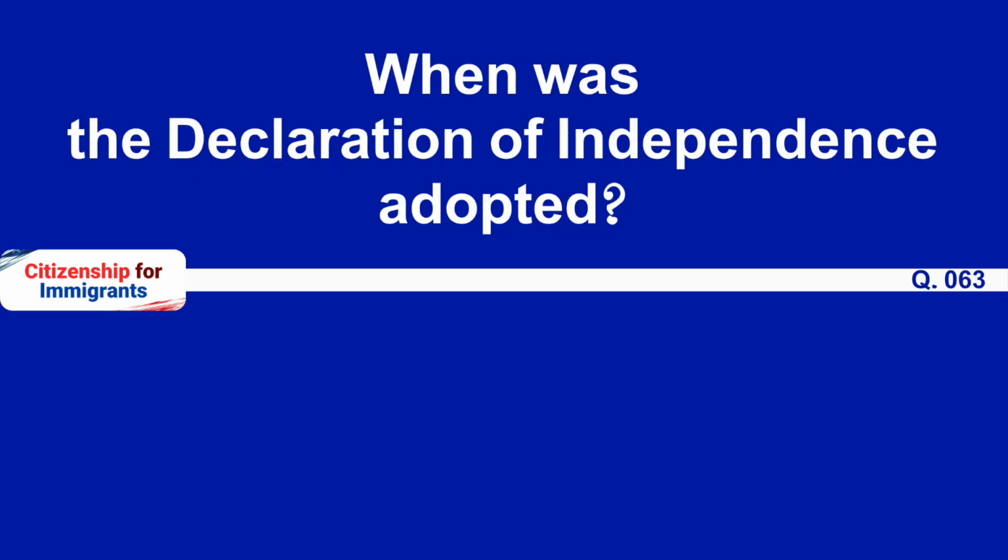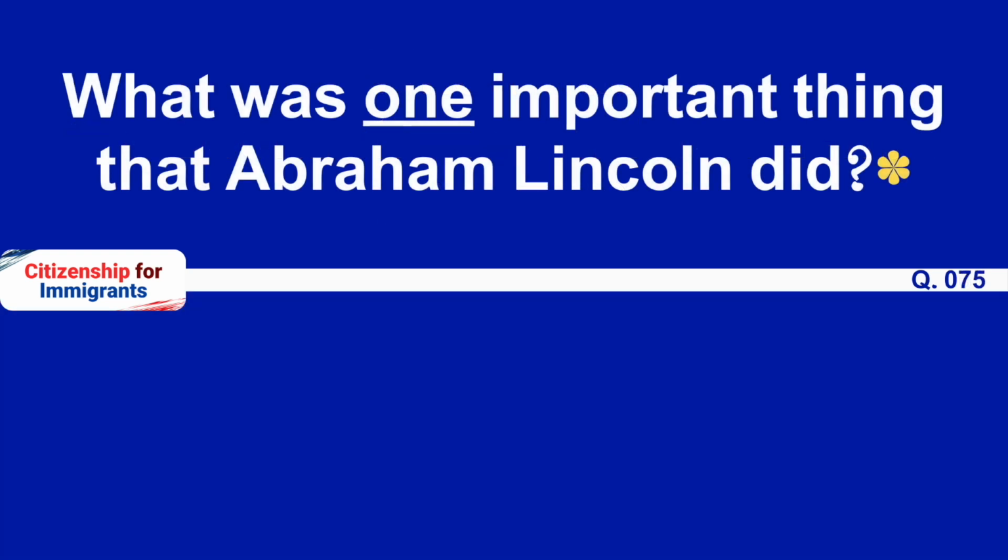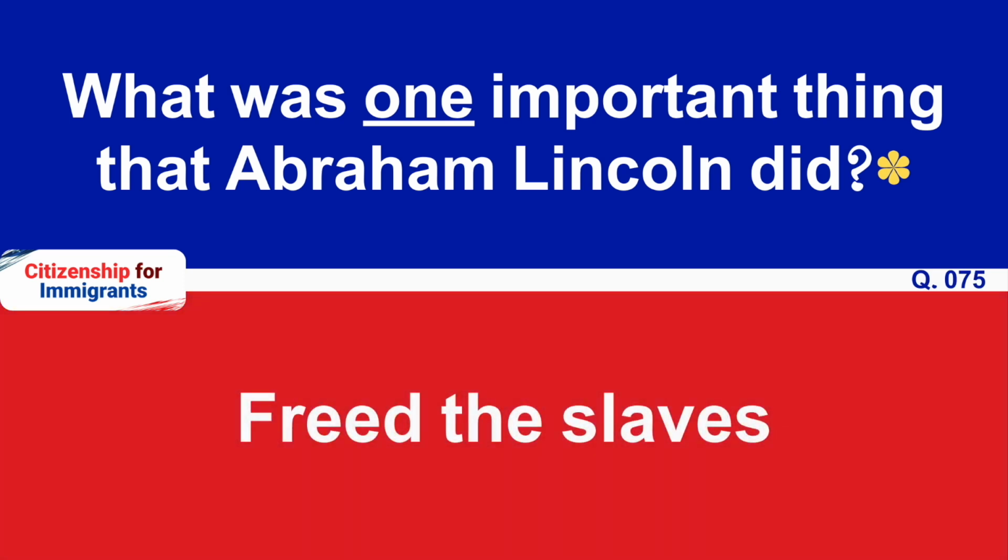When was the Declaration of Independence adopted? July 4, 1776. What was one important thing that Abraham Lincoln did? Freed the slaves.